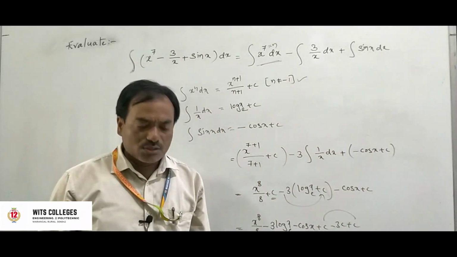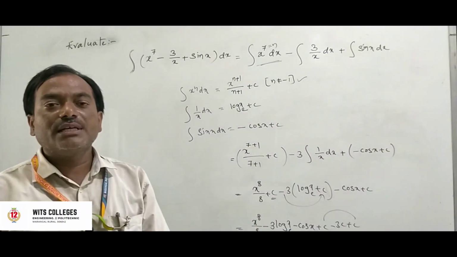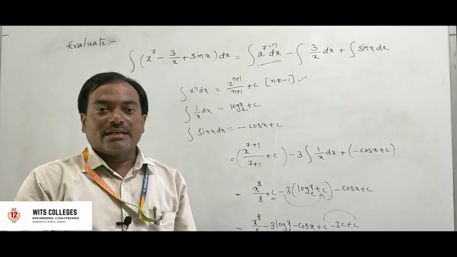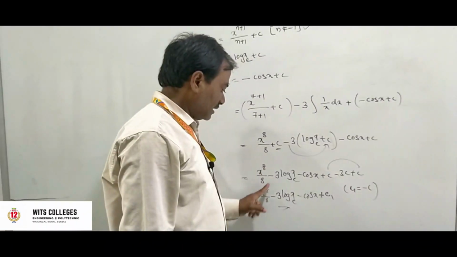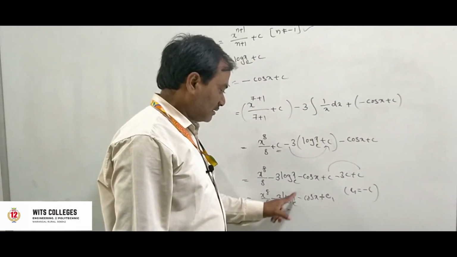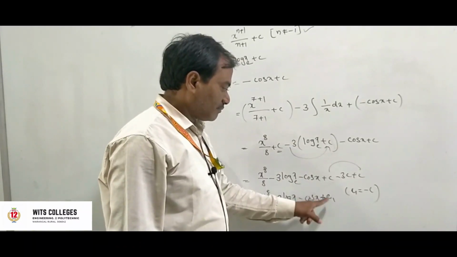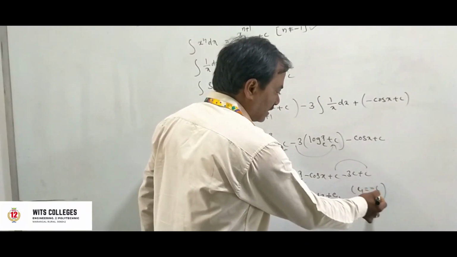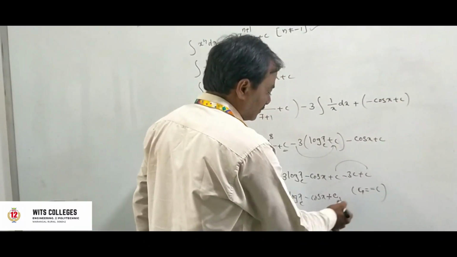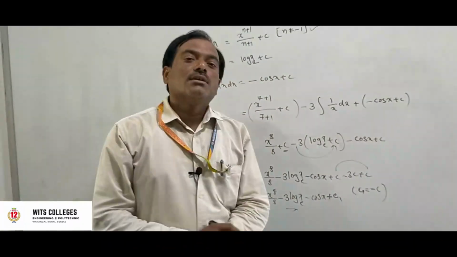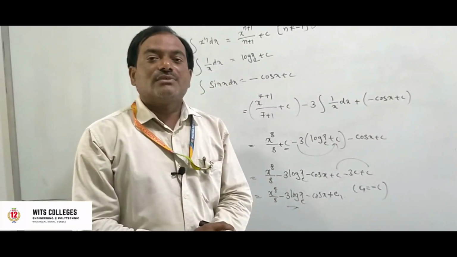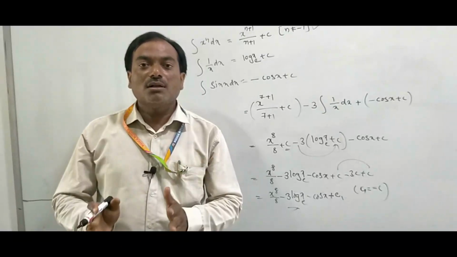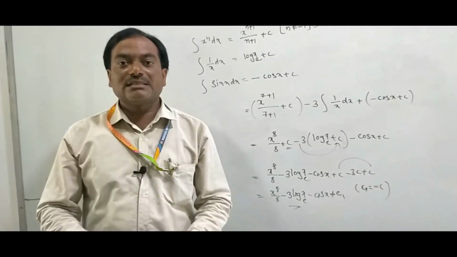So after solving this problem, the main thing is that we remember all the basic integral formulas. x to the power of 8 by 8 minus 3 log x minus cos x plus c1. What is c1 here? c plus c, 2c. Minus 3c means we get minus c. So minus c we write as c1. So this is the integral value of the given integration. The main thing here is that we remember all basic integration formulas.